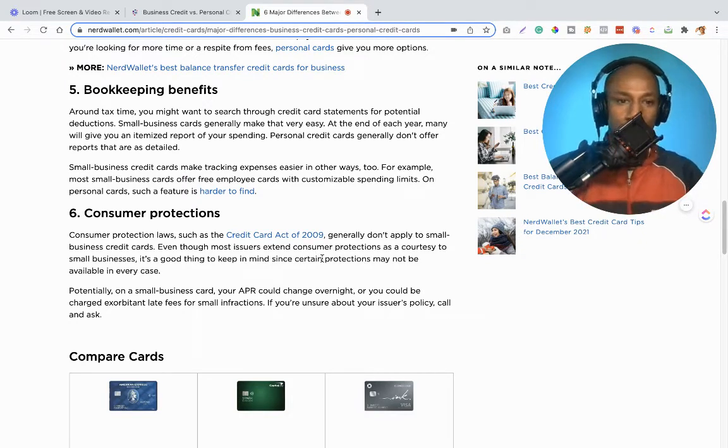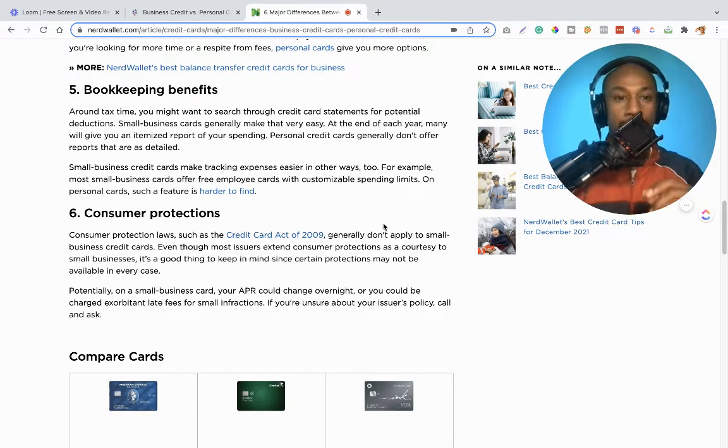Consumer protection laws, such as the Credit Card Act of 2009, generally don't apply to small business credit cards. Even though most issuers extend consumer protections as a courtesy to small businesses, it's a good thing to keep in mind, since certain protections may not be available in every case.